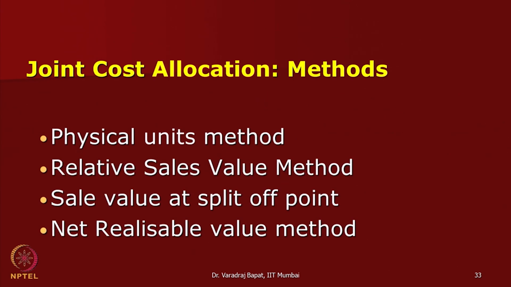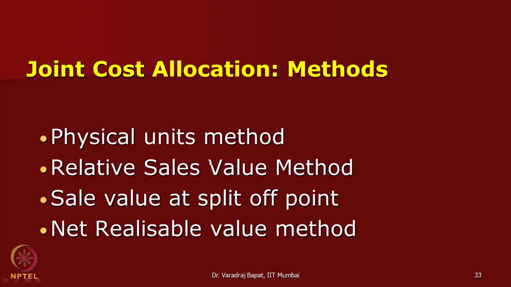There are some of the methods which are popularly used. If two products have reasonably same economic value, you may go for the physical unit method. So for example, if petrol and diesel have similar sale value, it can be based on the number of liters produced. If the values are different, you can go for the relative sale value method. Sometimes at split off point you know their market value, then you can go for market or sale value at split off, or sometimes it will be based on net realizable value.